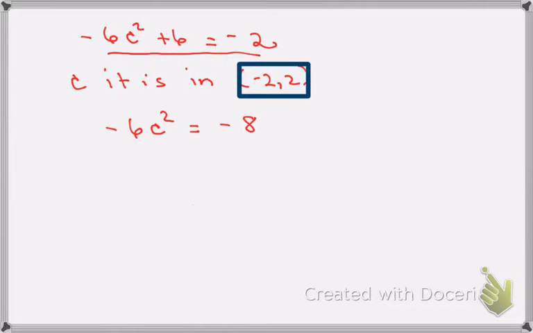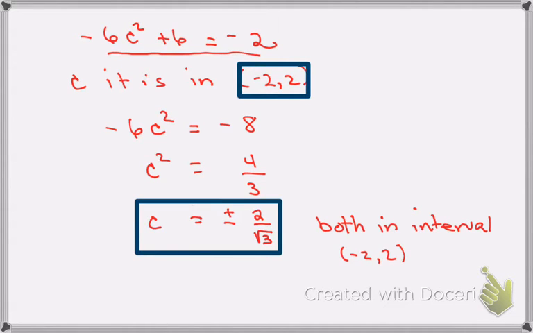Well, solving that quadratic, we move everything to the right-hand side. We get minus 6c squared is equal to minus 8. Divide everything by minus 6, and we get c squared is equal to 4/3. Taking the positive and negative square root of both sides, we get that c is equal to plus or minus 2 over the square root of 3. We can check and see that 2 divided by the square root of 3 is somewhere between minus 2 and 2, so the values of c that satisfy the theorem are plus and minus 2 over the square root of 3.